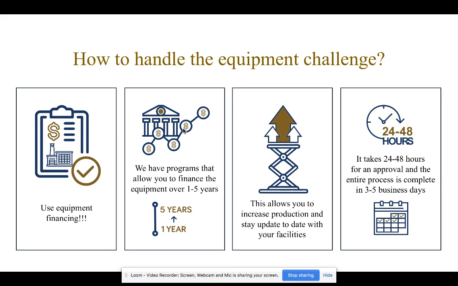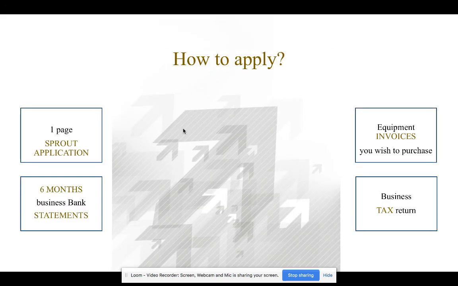All right, the whole transaction might take 24 to 48 hours to get an approval, and then 3 to 5 business days to get the whole transaction completed. So how do you apply? Pretty simple. 1-page Sprout application, 6 months business bank statements. You need the equipment invoices you want to purchase and the business tax return. Typically from there, again, only 24 to 48 hours to get terms.